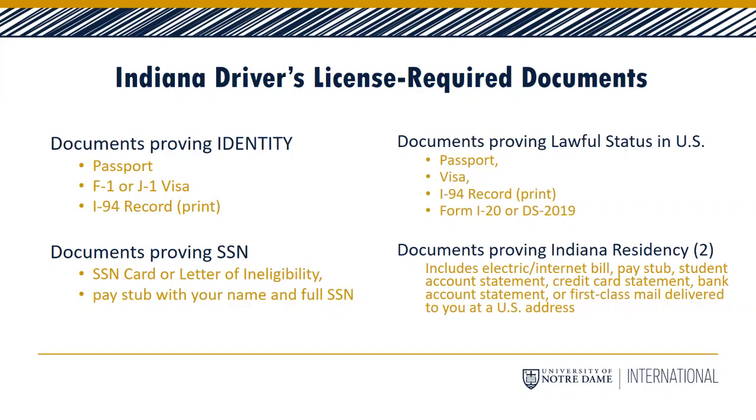You also have to provide two documents that verify that you are an Indiana resident. Generally that can be any type of bill that comes to your address in your name. It can be a pay stub, credit card statements. It can be a lease from your apartment if you're a graduate student. For undergraduate students, if you're living in a dorm on campus, you can contact the Office of Residential Life, and they can verify that you're living in a dorm on campus with the address.